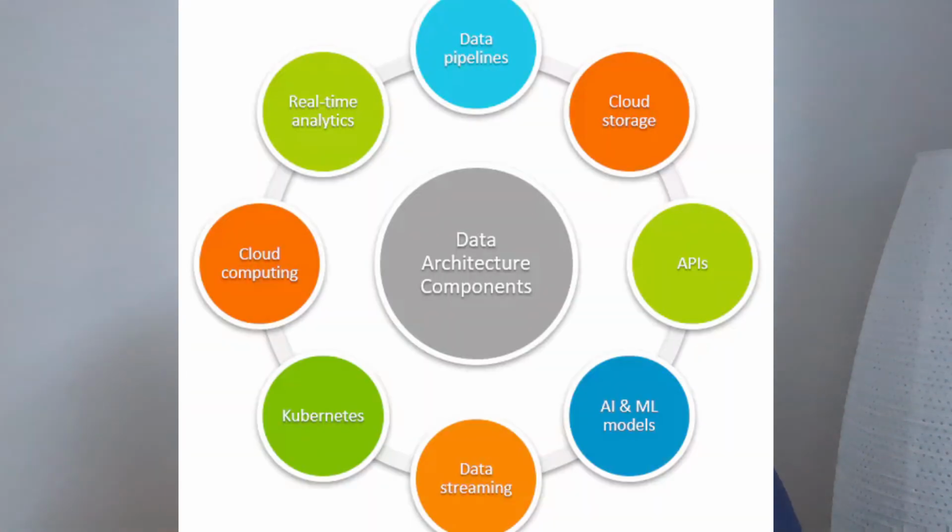Now, let's look at the various components of data architecture in this figure. We can see that we have the usual suspects: the data pipelines being set up, the cloud storage, the APIs, AI/ML models, and so on and so forth. All these components are critical when we try to build a scalable architecture, and we really have to be careful when we're designing this so that it's scalable and there for the long run, right?